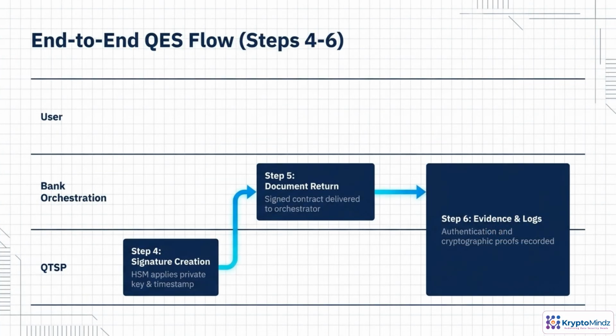Once consent is given, the QTSP actually creates the qualified signature. The user's private key is activated in a hardware security module, the cryptographic signature is applied to the document, and a trusted timestamp is attached. The fully signed contract is then sent back to the bank's orchestration layer. Finally, the bank stores everything needed for evidence: authentication details, signature validation results, timestamps, and technical logs that prove who signed what, when, and with which assurance.